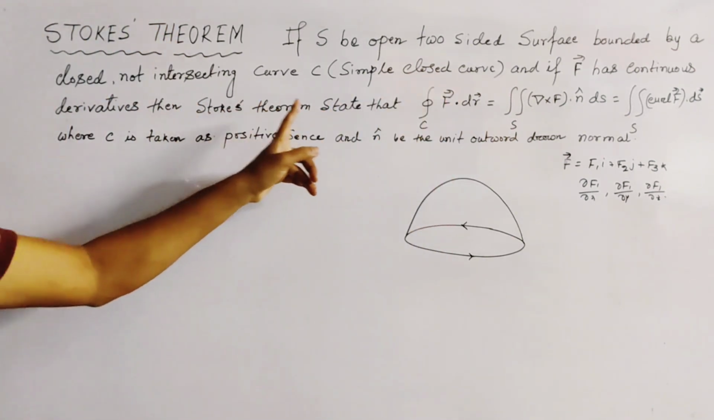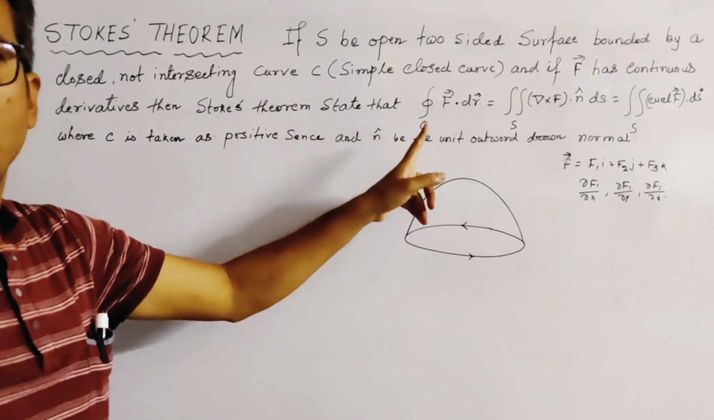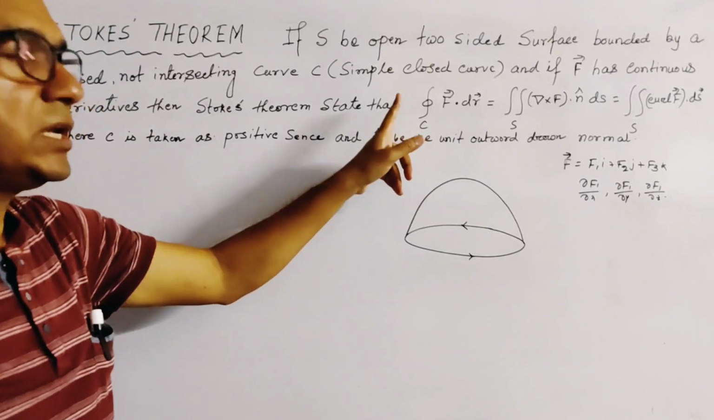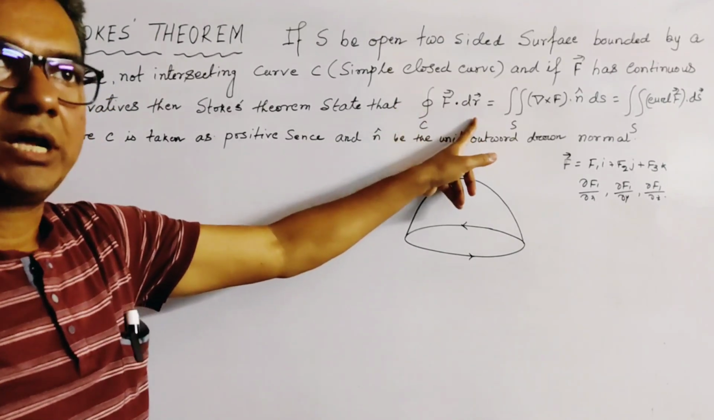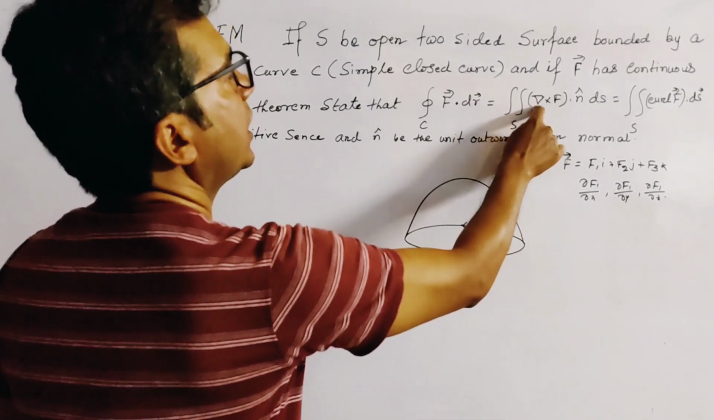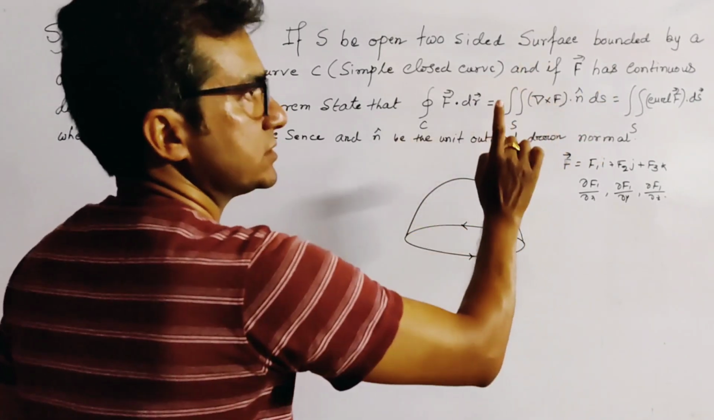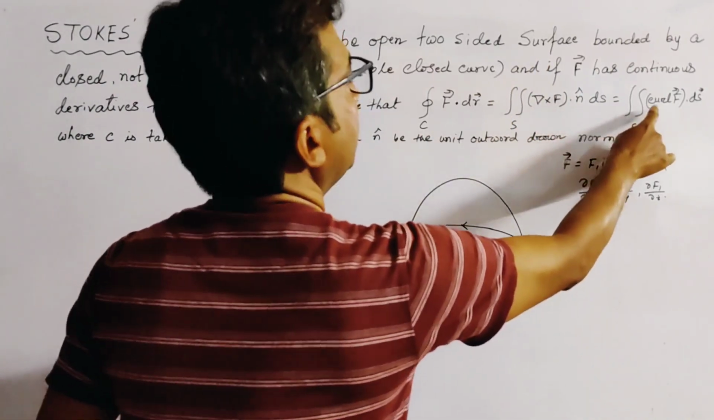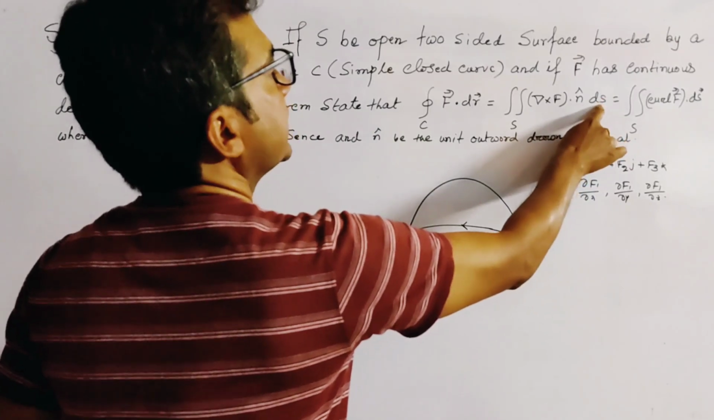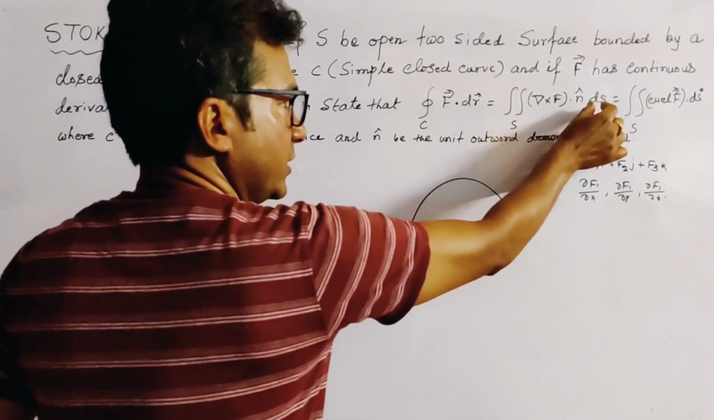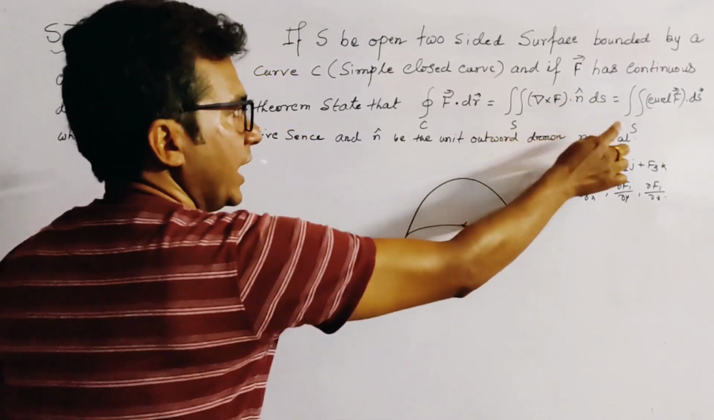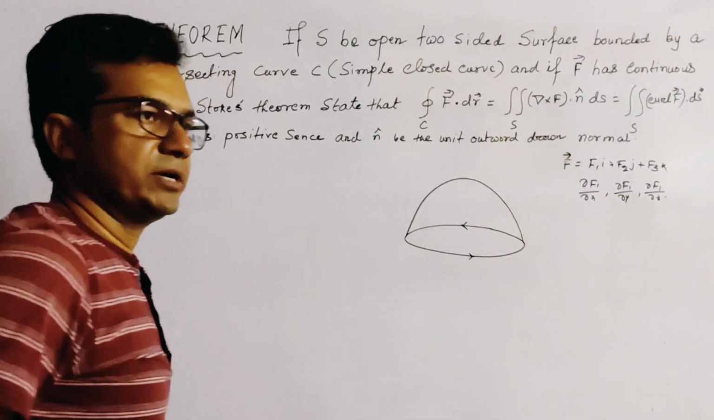Then Stokes theorem states that the integration over C, this is also known as circulation, the line integral of f dot dr, is equal to the double integration over S of curl f dot n dS, or it can be written in the form curl f dot dS. Here dS is the scalar element, and the direction of S is the unit normal n, and here this is the vector element.